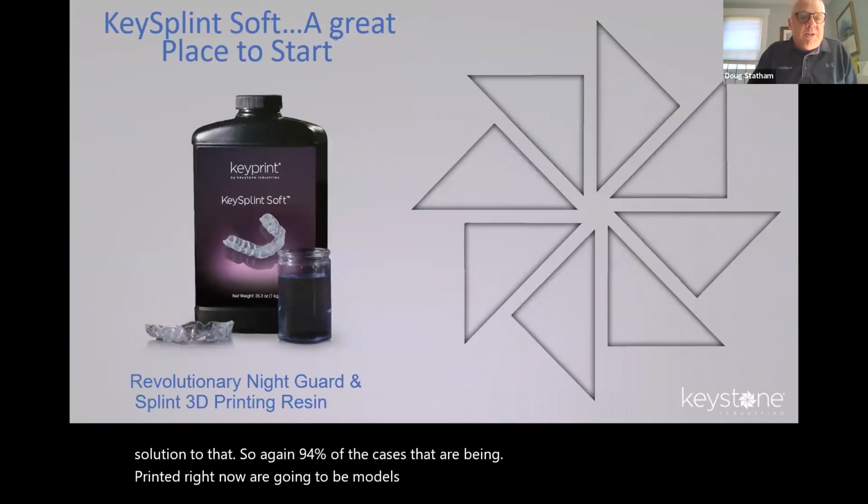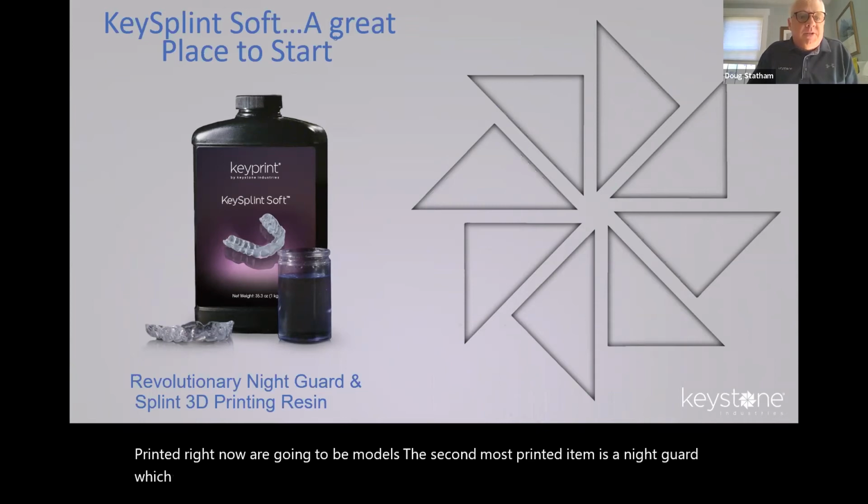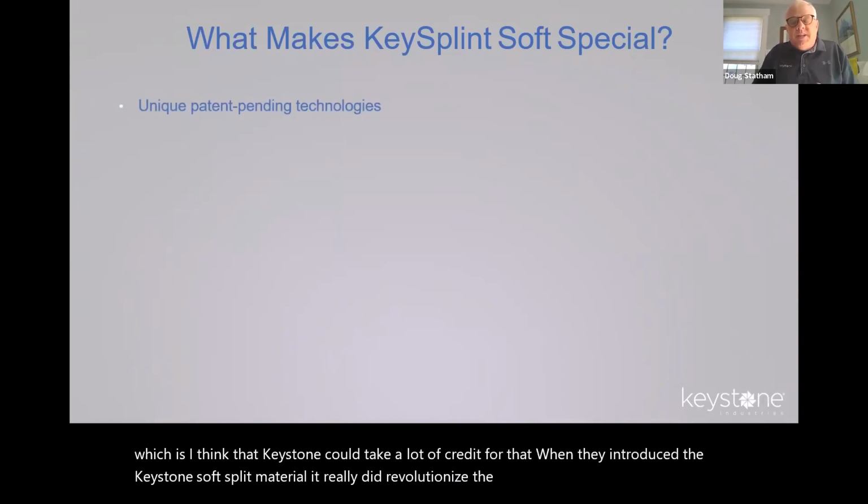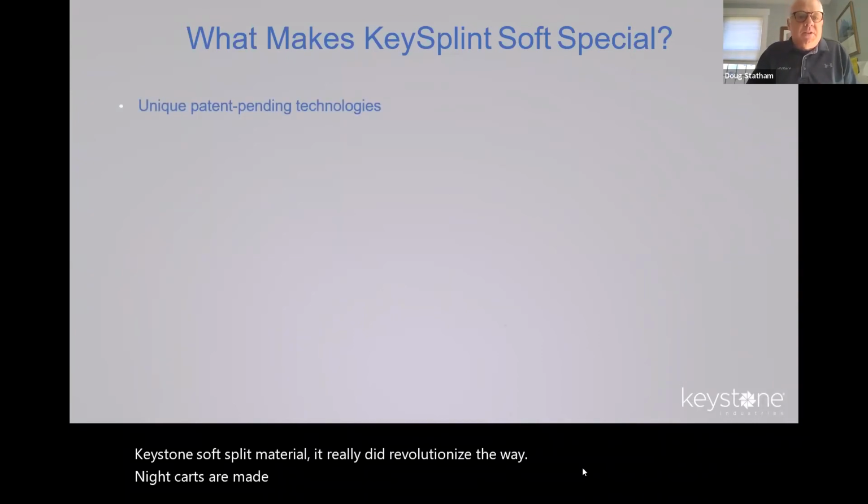So let's get started with some of our specific materials. This is our Keystone soft split material. It was really a revolutionary material when it entered the market, because primarily what it is, it's a material that softens in the patient's body.